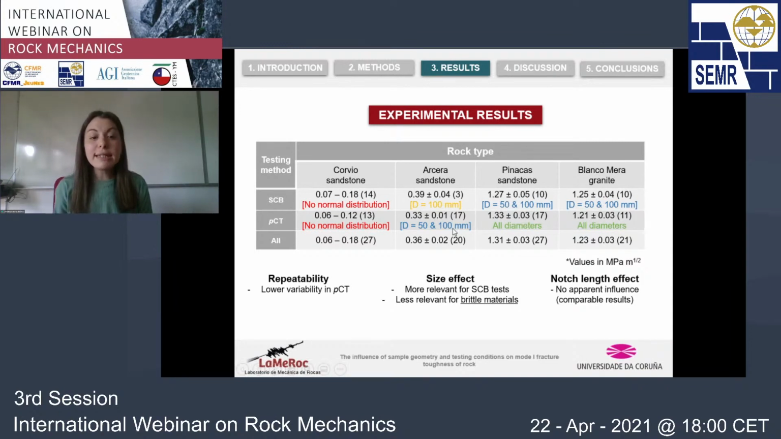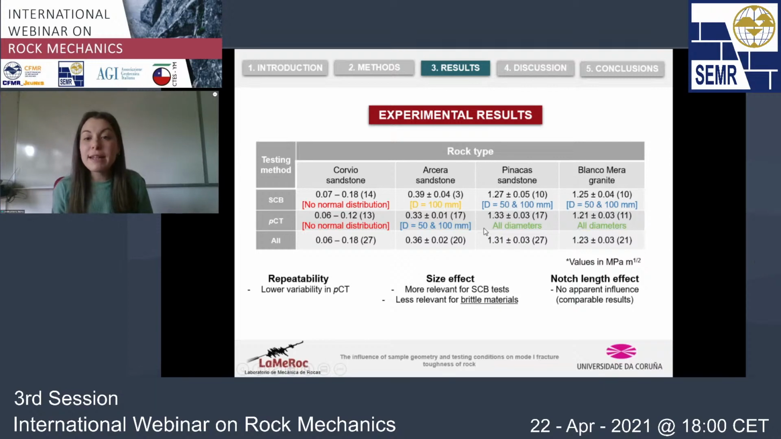But in the other cases, what we can see is that there was a lower variability in the PCT, as we observed from the graphs. We can see it here, for instance, in the case of the Arcera sandstone, the value of the standard error of the mean is lower for the PCT than for the SEV. We can also detect that there is a size effect, which seems to be more relevant for the SEV than for the PCT, because, for instance, here for the SEV, we had to discard all the values for the smallest specimens, and the size effect seems to be less relevant for brittle materials, surprisingly.